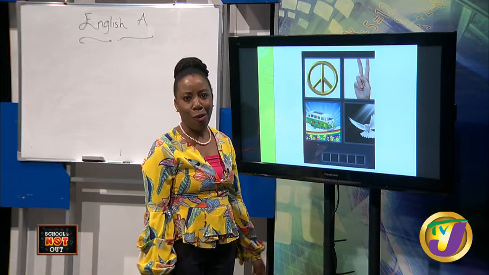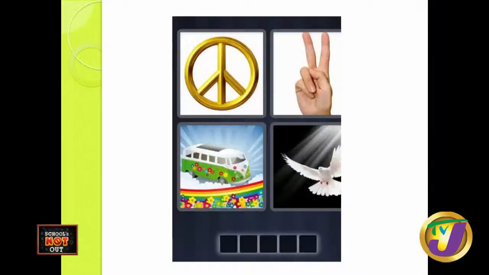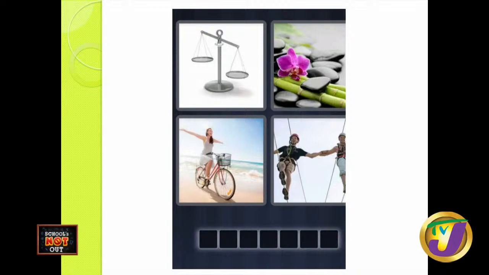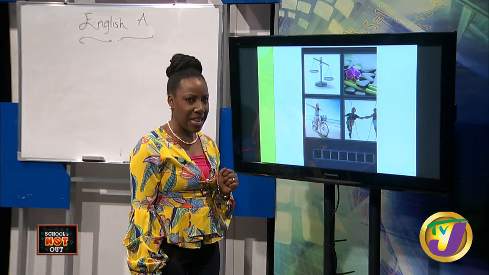Let's look at another one. What's the word that is common? We have a scale here. We have some bamboo and some stones by a river with a flower. A woman riding her bicycle. And we have a couple doing tightrope walking. What is the word that is common to all, or the idea that is common to all?